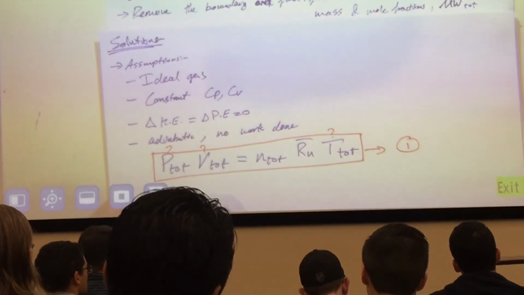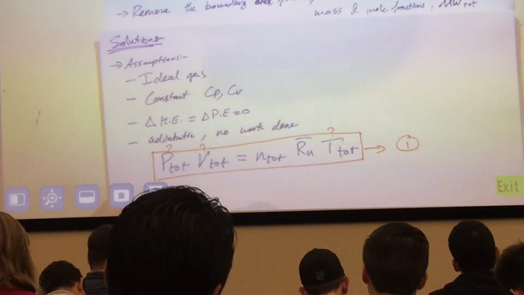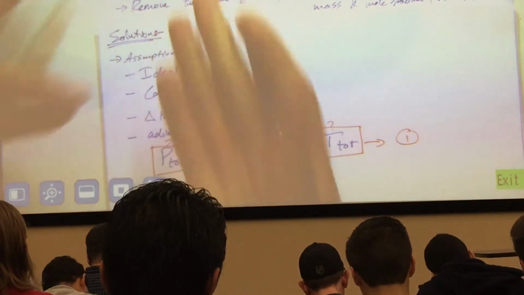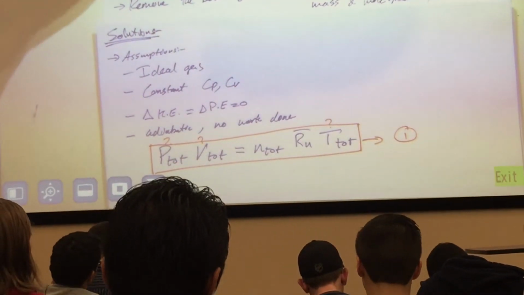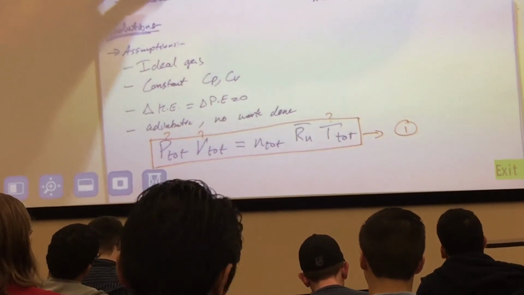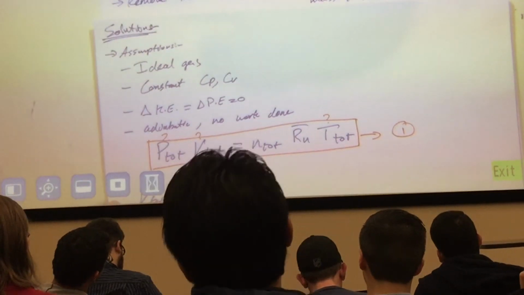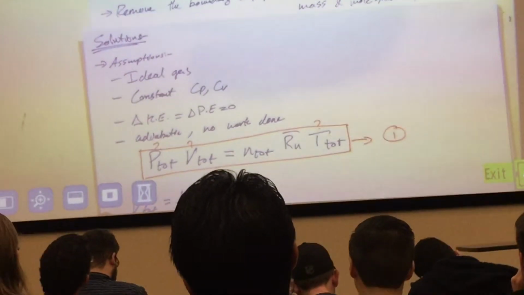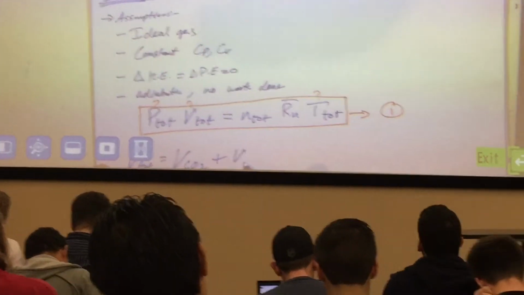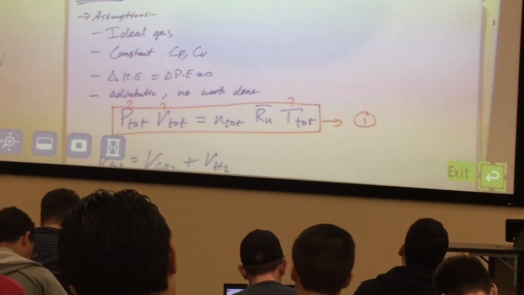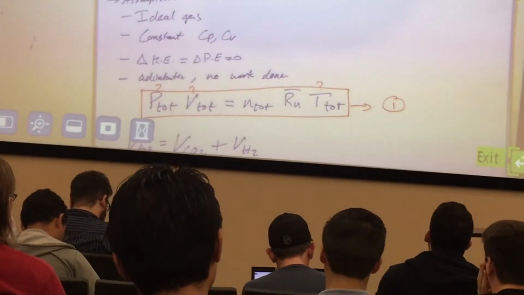I will say V total is equal to the volume of each individual gas that I had initially. If I know the volume of CO2 and hydrogen, then I can determine that. Well, what is the volume of each individual species? It's V of CO2 plus the volume of hydrogen. And they were separated. How do I get the volume of each individual species?